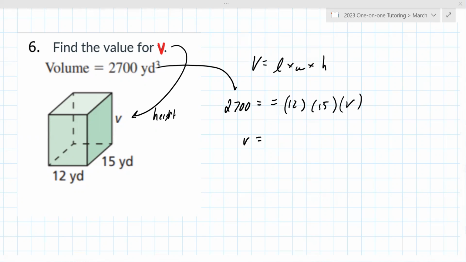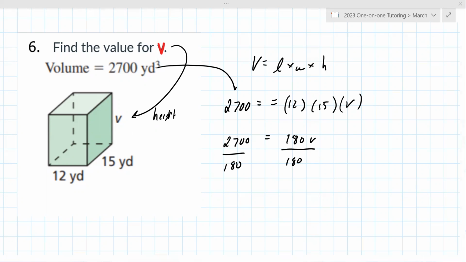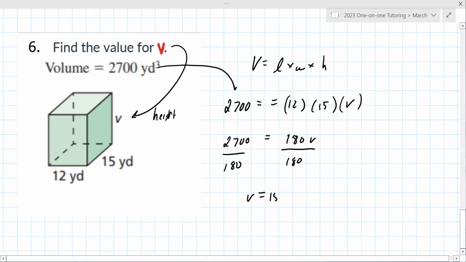Would V be 2,520, or would I divide? You're dividing. Here's how I recommend you do this. I recommend you multiply 12 times 15. So that's 180V. And then you show division on both sides of the equation there. Okay, I got V equals 15. That sounds pretty good. So it'd be 15 yards, but you only need the 15, I believe, for this.